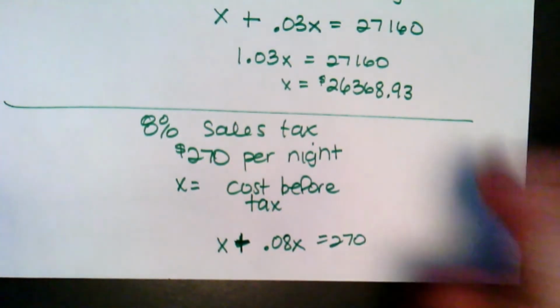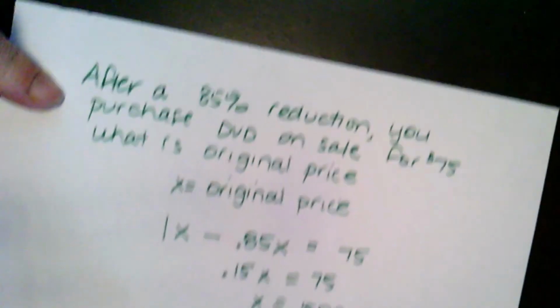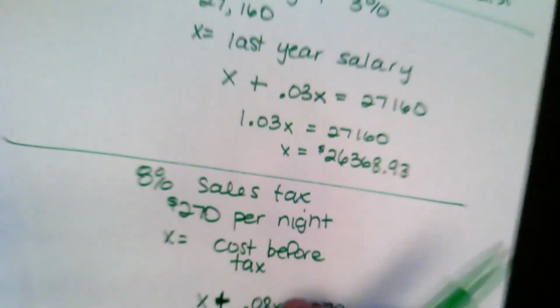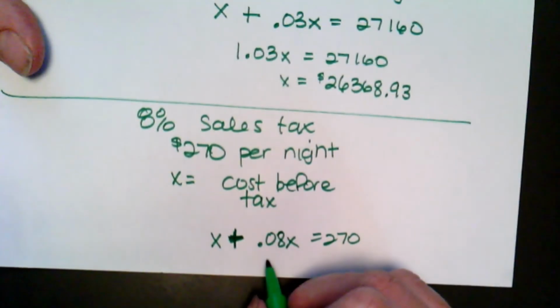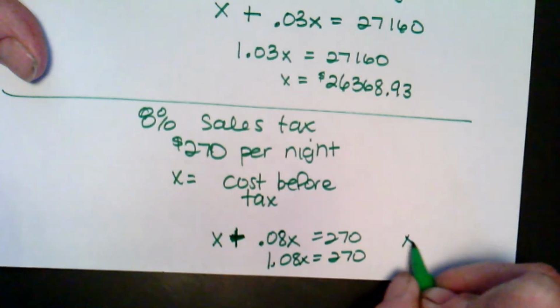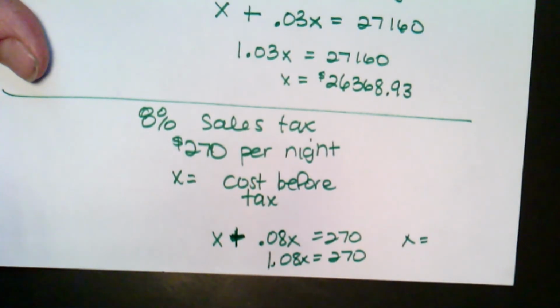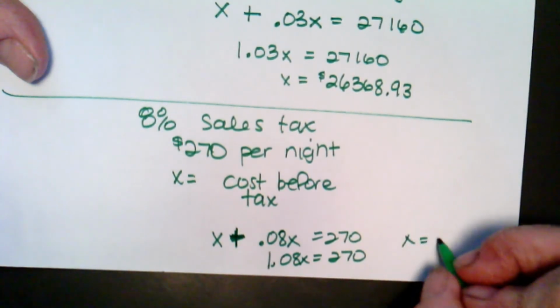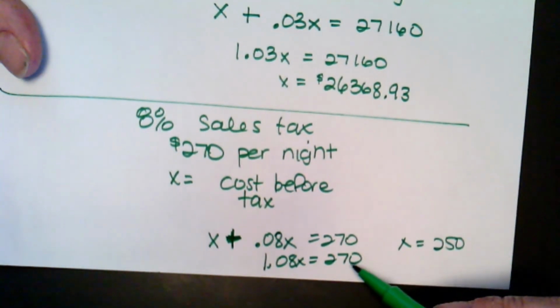So it's very similar to our reduction, except that time they were subtracting, which is a discount, and sales tax is adding, so 1.08. And then we'll divide by 1.08. And we get $250. So again, it should be less.